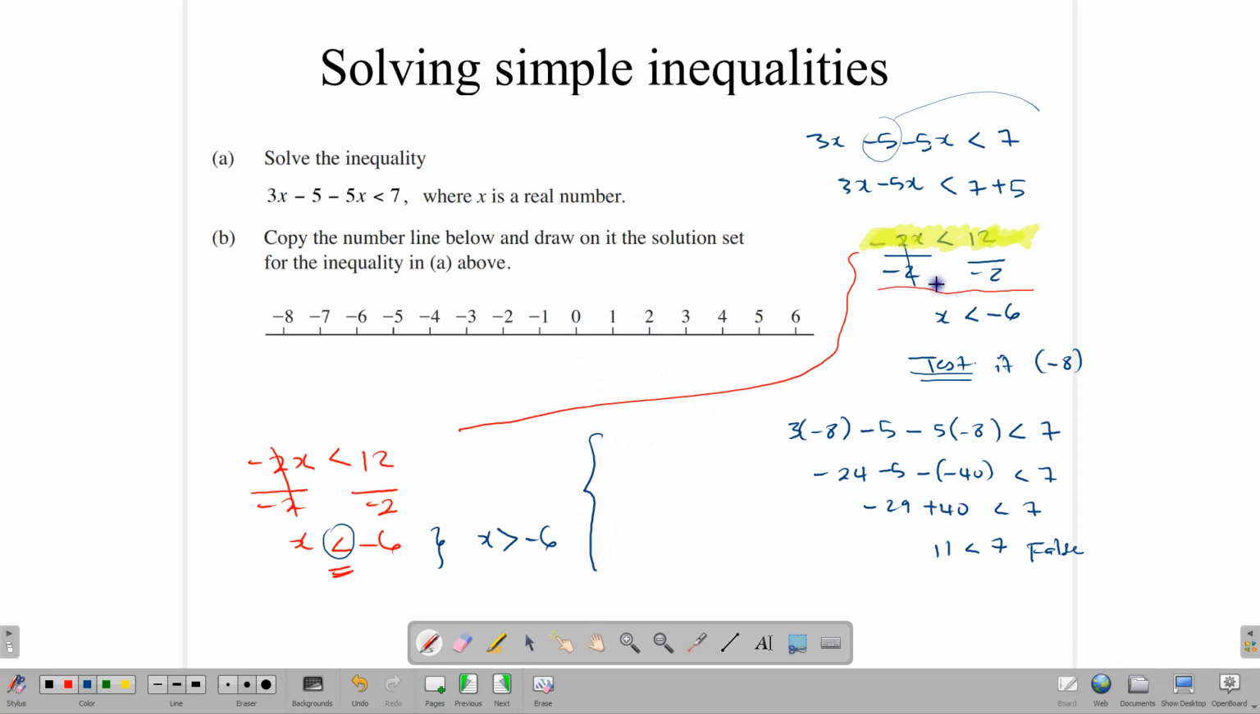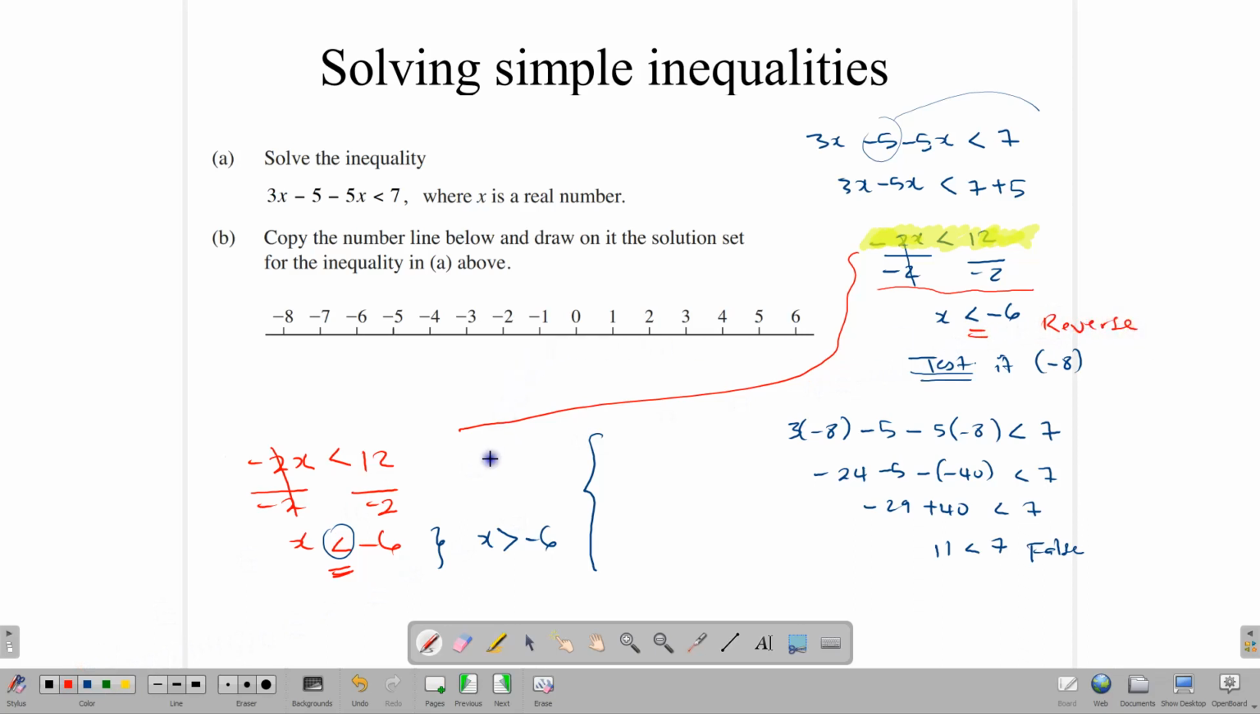So pay attention to this kind of question. If you come across a situation where you have to divide by a negative number in solving an inequality, remember to reverse the inequality sign. So we have to reverse that sign.